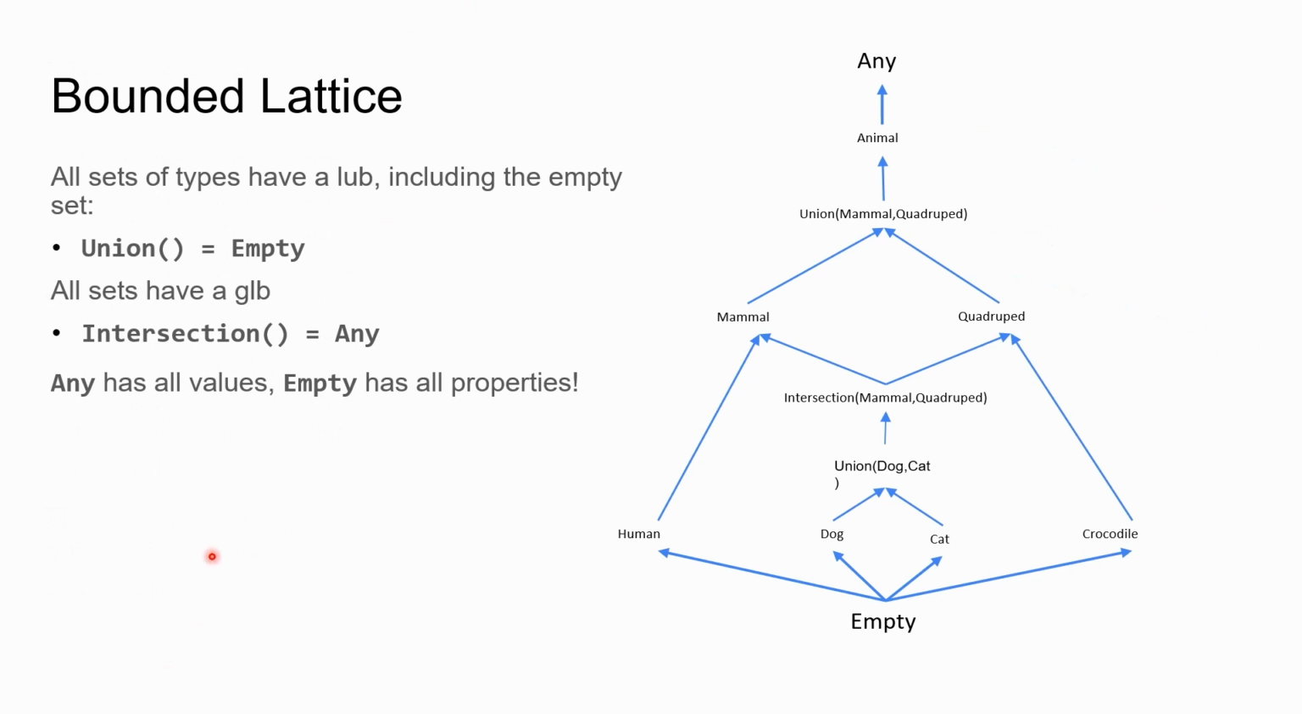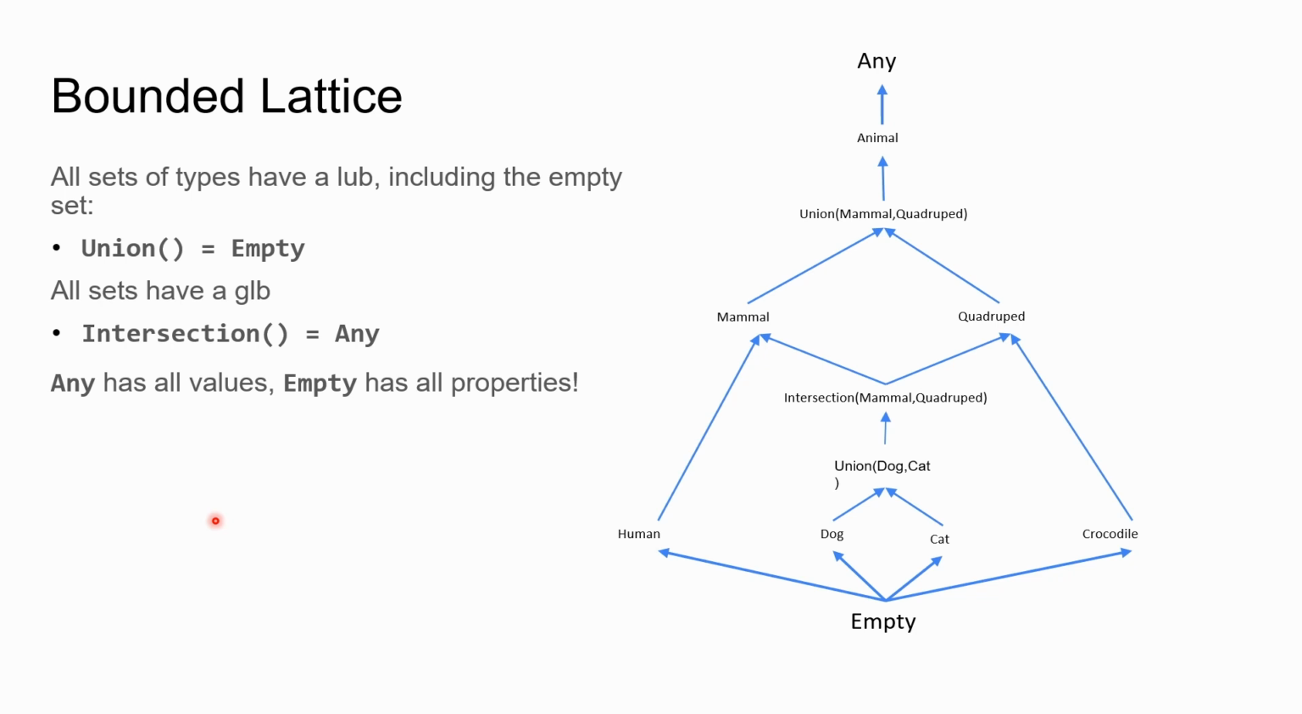Okay, so this is actually a bounded lattice, which just means that all sets have a least upper bound, not just finite sets. And that includes the empty set. Now, if you think about it, the fewer things there are in the union, the smaller it gets. And if you take the union of the empty set of types, that would be the lowest possible type. And it's the type empty, which has no value.